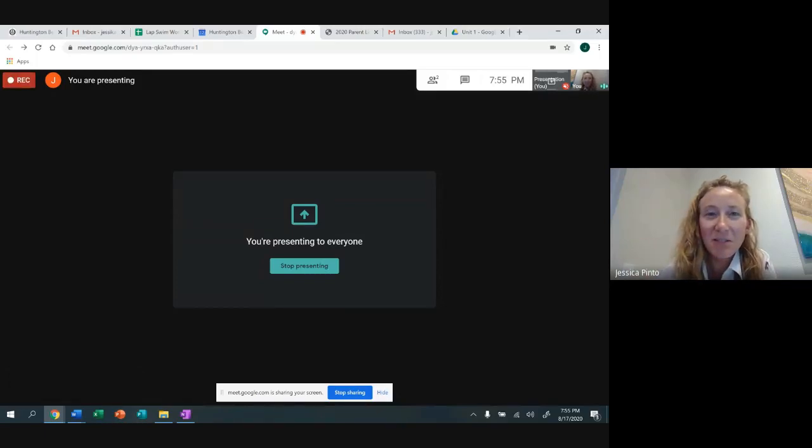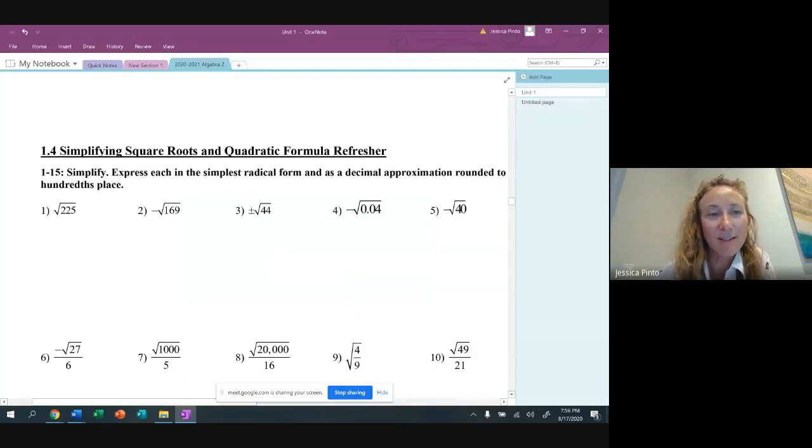Hello, it's me, Mrs. Pinto, and we are going to be going over note section 1.4 today. So let's turn there now. Here it is: simplifying square roots and the quadratic formula refresher.